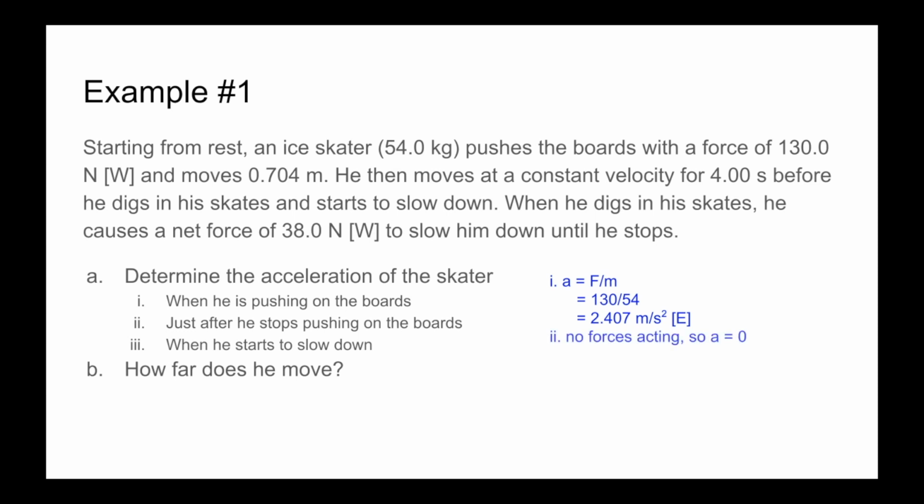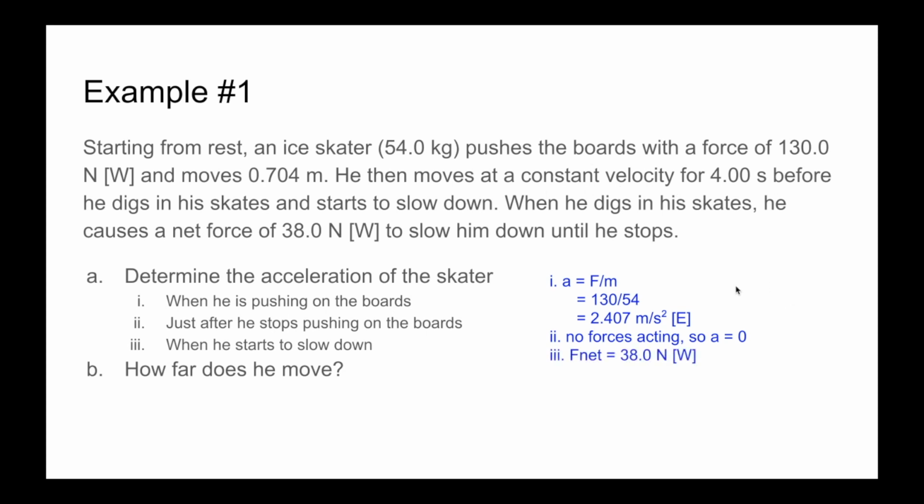Part two, there are no forces acting on him after he pushes off the board. There's no frictional force yet because he hasn't started to turn his skate to slow down. There's nothing propelling him forward, so he's just going at a constant velocity. That's what it says up here. And so therefore the acceleration is 0.